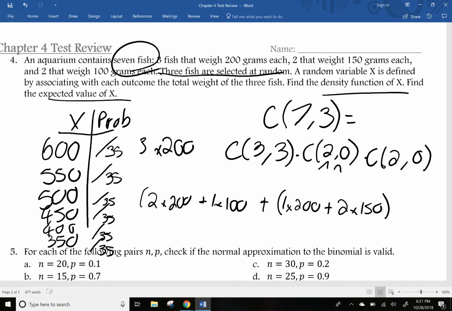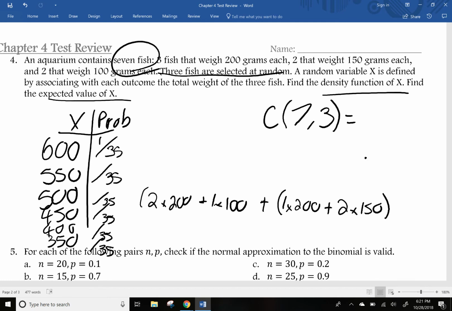Now, both of those equal 1, so they're basically irrelevant because I'm choosing none of those fish. So really, just this would be the probability, which either way, the answer is 1. So it's only 1 out of 35 for the probability.